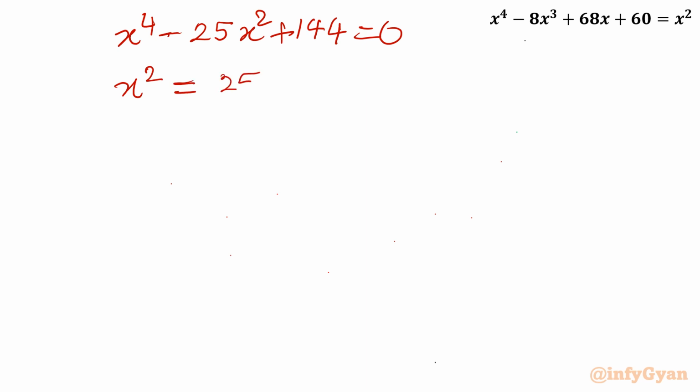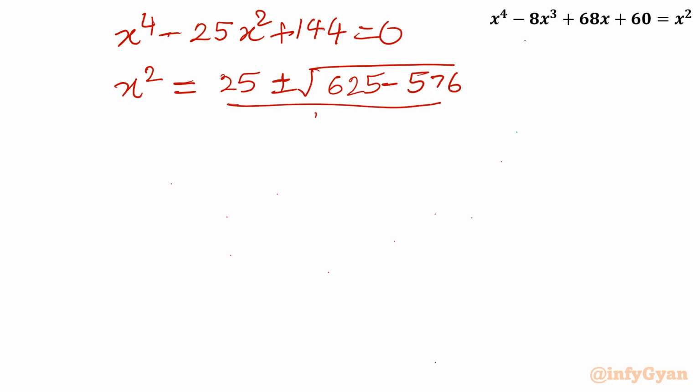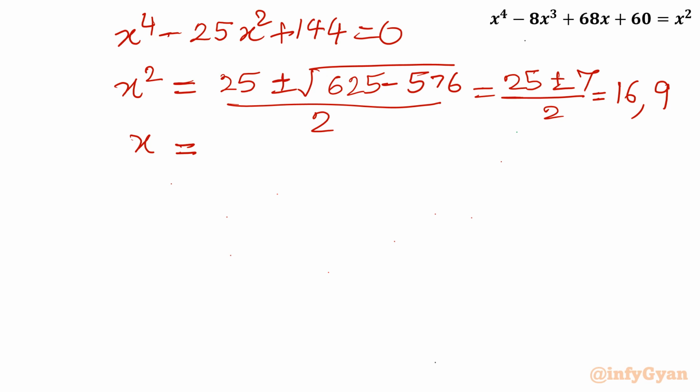Minus b, so 25, plus minus square root of b square, 625, minus 4ac, so 576, divided by 2a, so 2. So we are having 25 plus minus square root 49. Let me write directly 7 over 2. So if I consider the plus sign, 32 over 2, 16, and with the minus sign, 9. So ultimately x will be plus minus 4, plus minus 3.